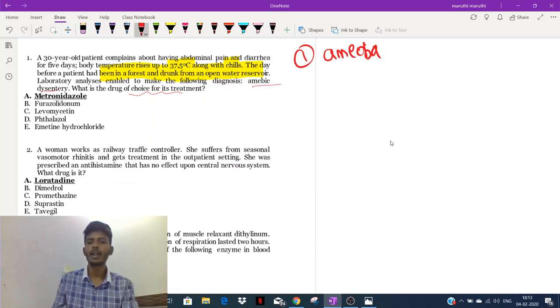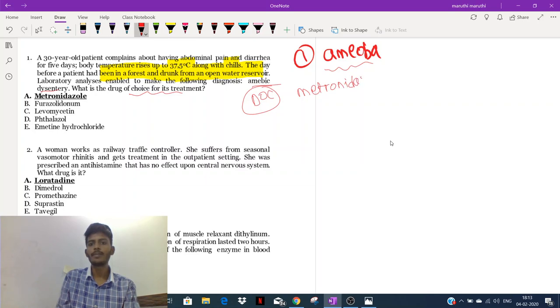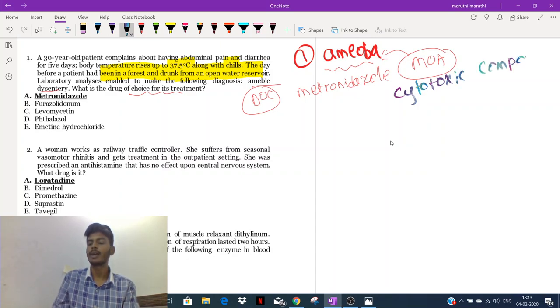So you need to remember one thing: for all amoebic infections, the drug of choice will be metronidazole. Now what does this metronidazole do? Its mechanism of action is a very simple thing. It will enter inside the amoeba and form cytotoxic compounds. A cytotoxic compound is nothing but a compound which is toxic to the cell. So it is toxic to the amoeba cell and kills the amoeba.